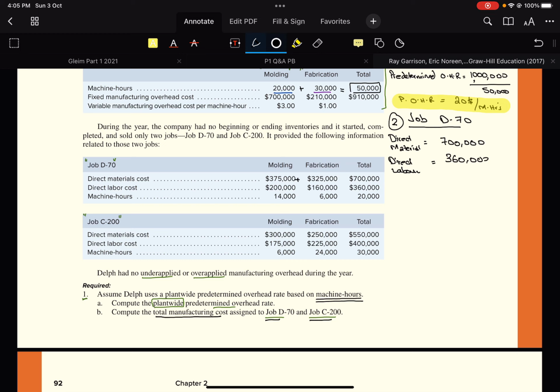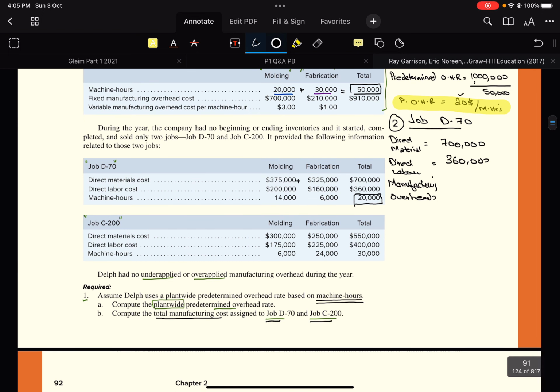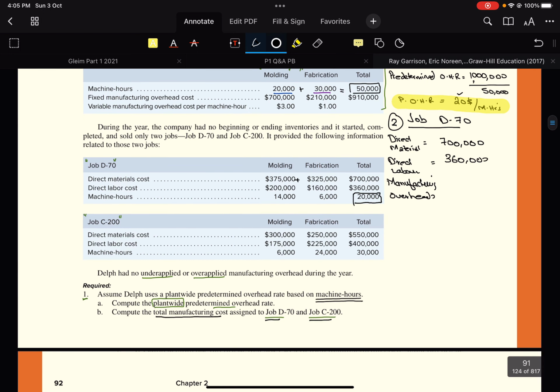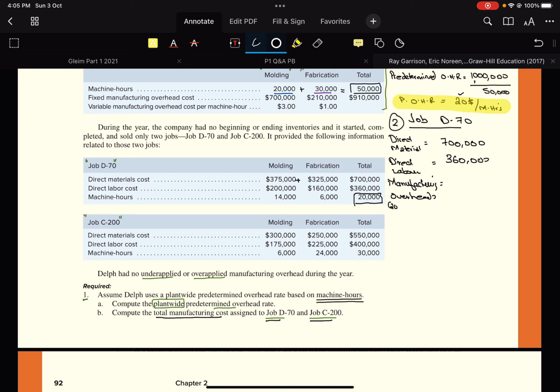Now we have to add manufacturing overheads. Total machine hours used are 20,000. The machine hour rate is 20, so 20,000 into 20 per machine hour is 400,000. Total cost is 1,460,000.